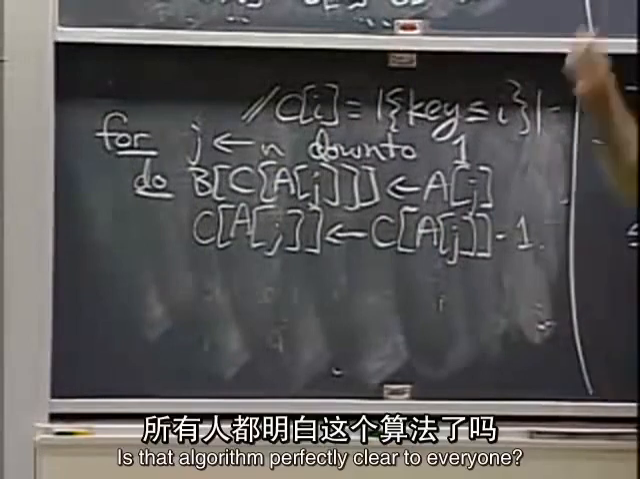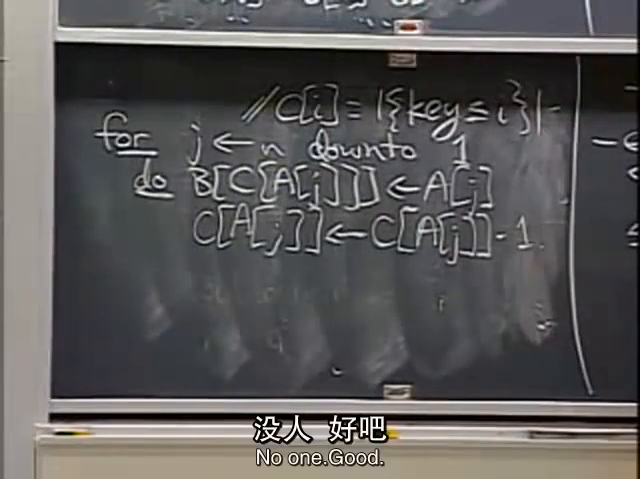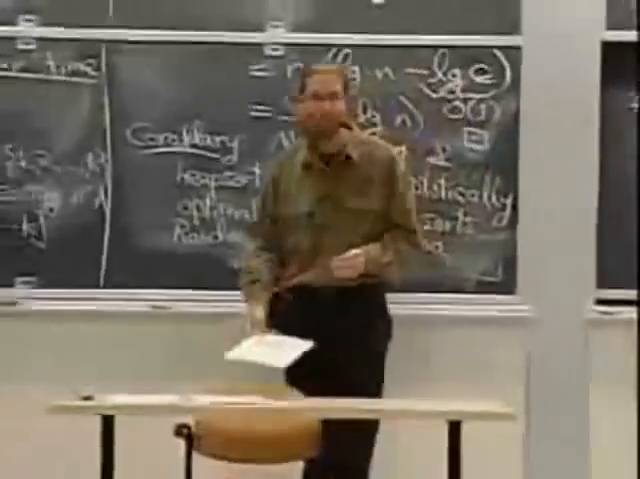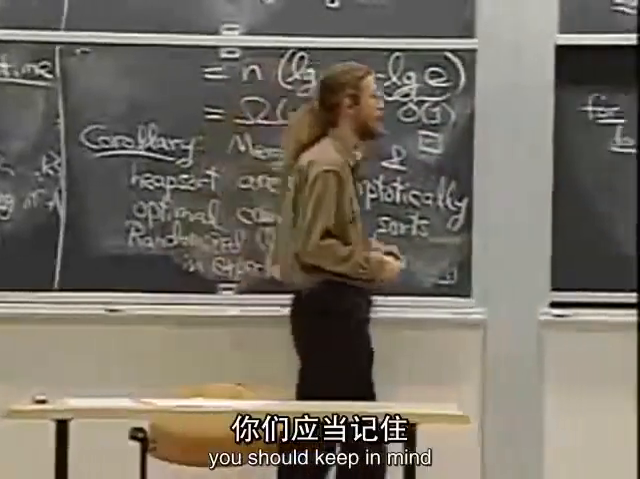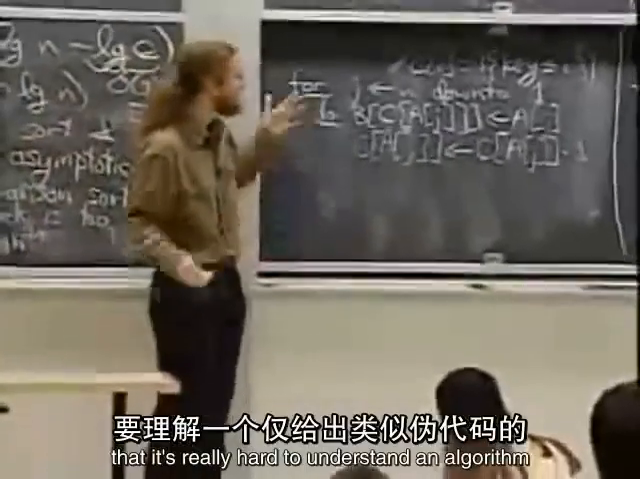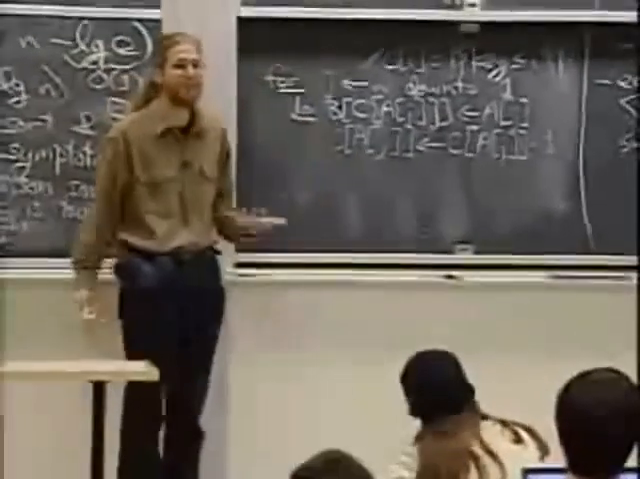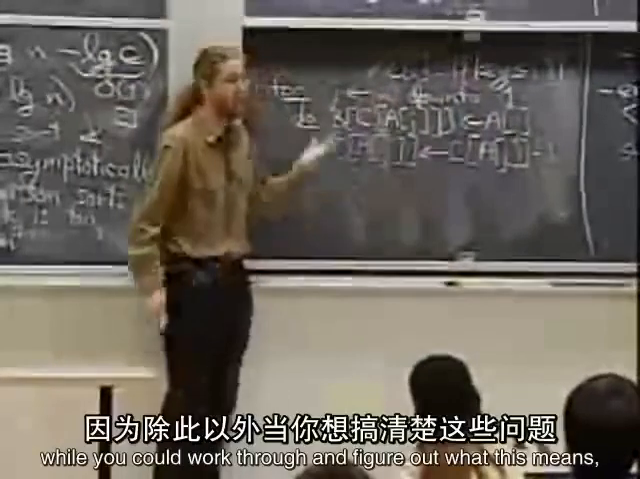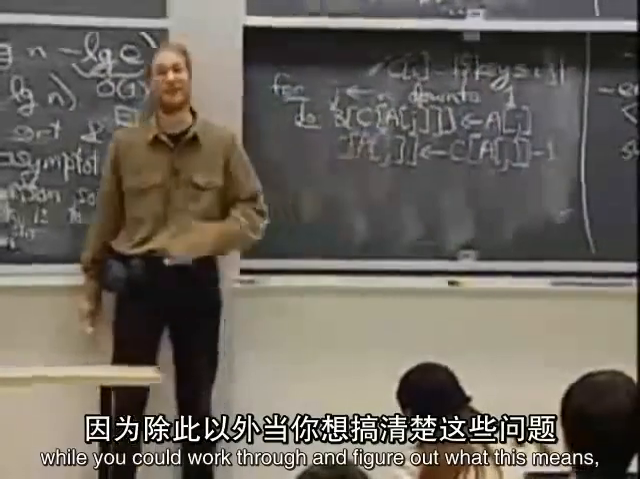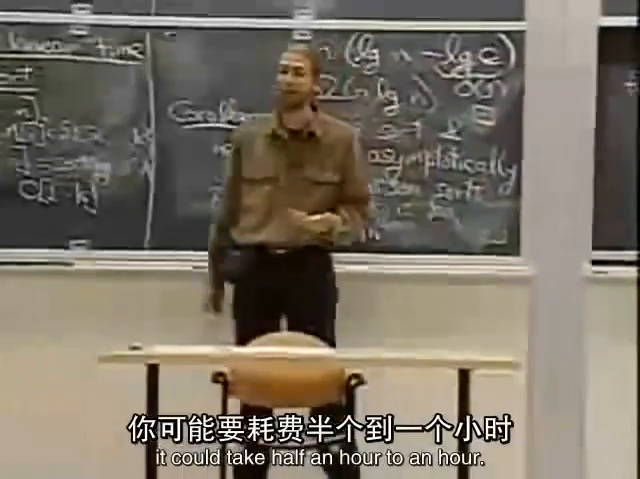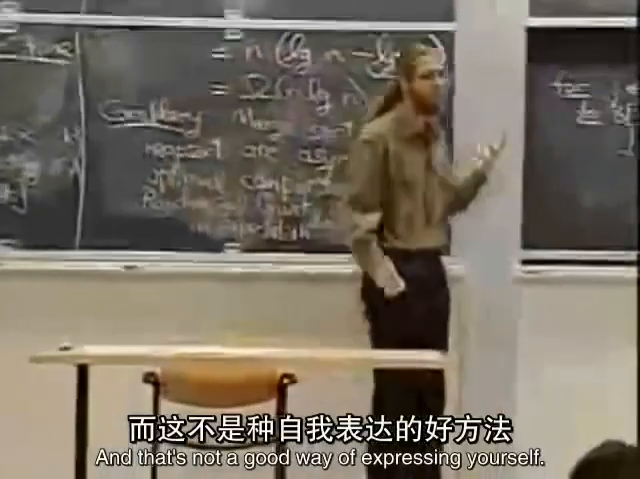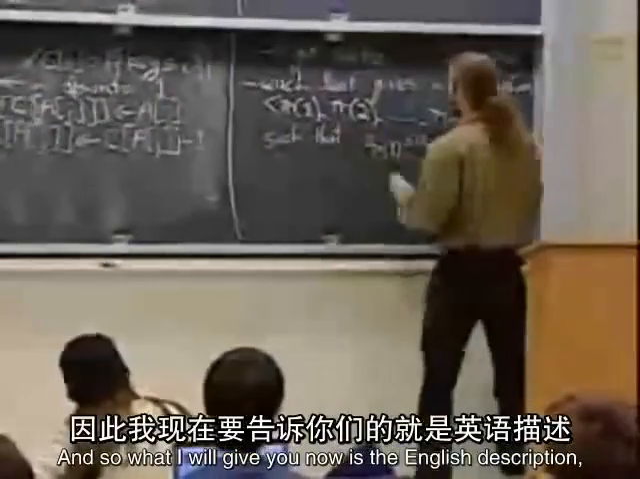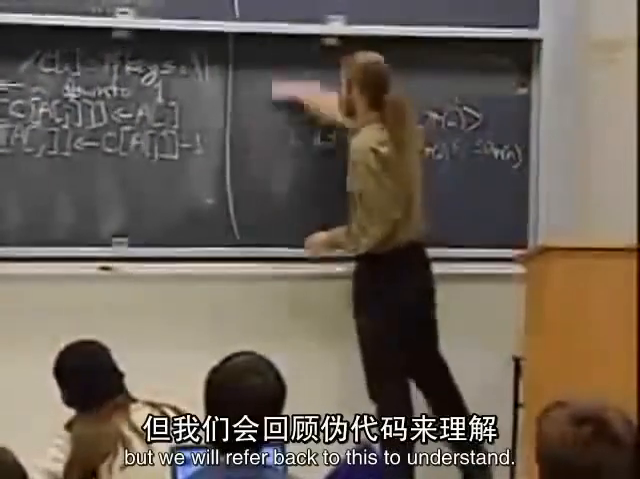So, is that algorithm perfectly clear to everyone? No one. Good. This should illustrate how obscure pseudocode can be. And when you're solving your problem sets, you should keep in mind that it's really hard to understand an algorithm just given pseudocode like this. You need some kind of English description of what's going on, because while you could work through and figure out what this means, it could take half an hour to an hour. And that's not a good way of expressing yourself. So what I'll give you now is the English description, but we'll refer back to this to understand.